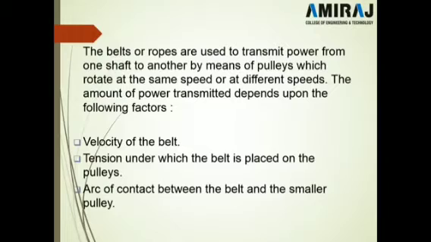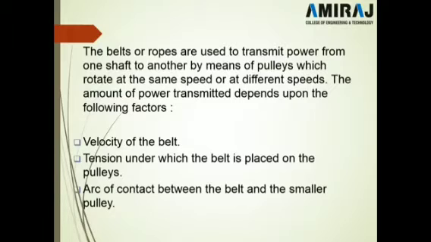The power transmitted from one shaft to another shaft depends upon the following factors: velocity of the belt, tension under which the belt is placed on the pulley, and arc of contact between the belt and the smaller pulley. Right? The velocity of the belt is an important factor for the power transmitted from one shaft to another shaft. Also tension under which the belt is placed on the pulley means the tightness of the belt between two pulleys.